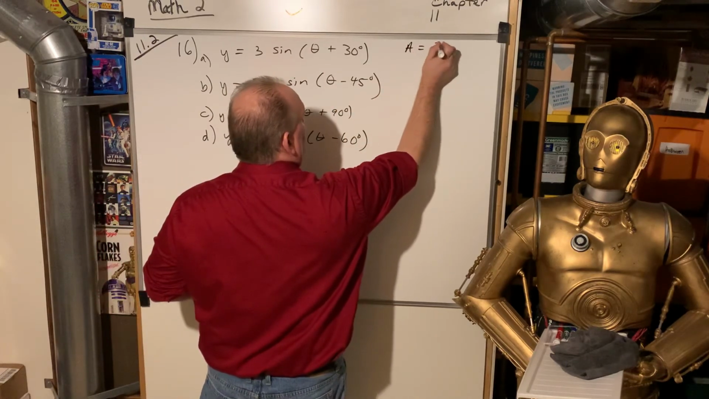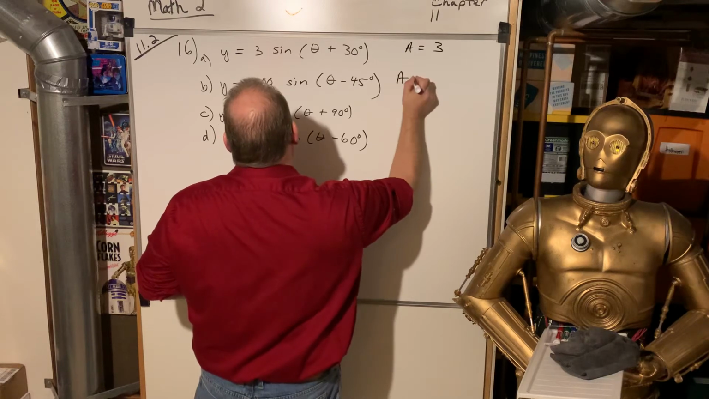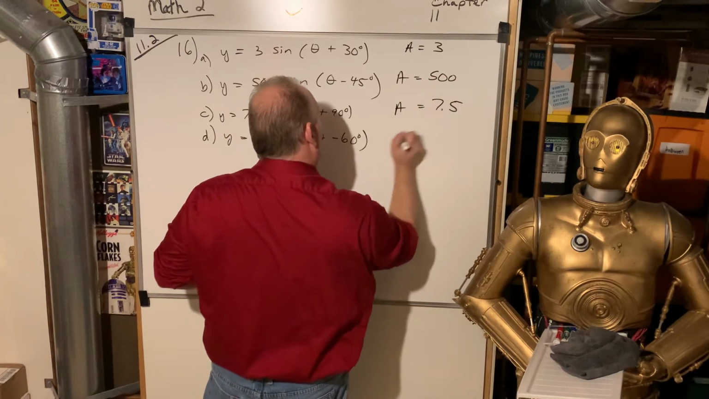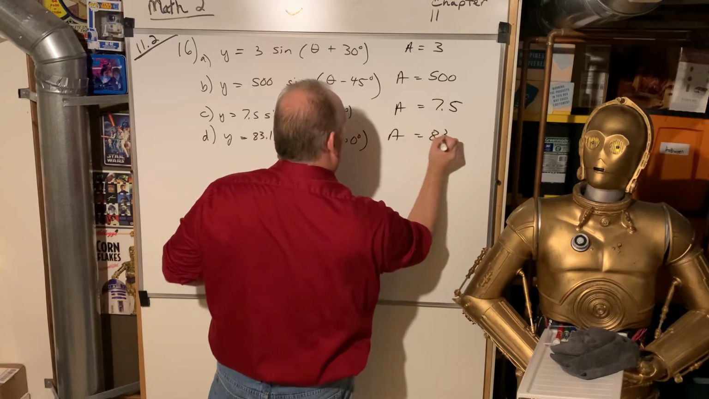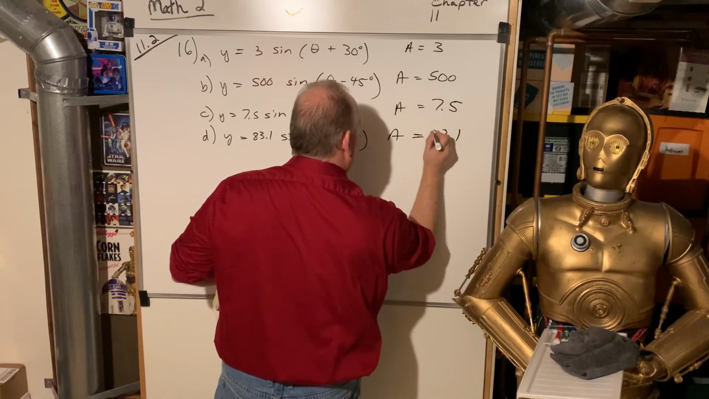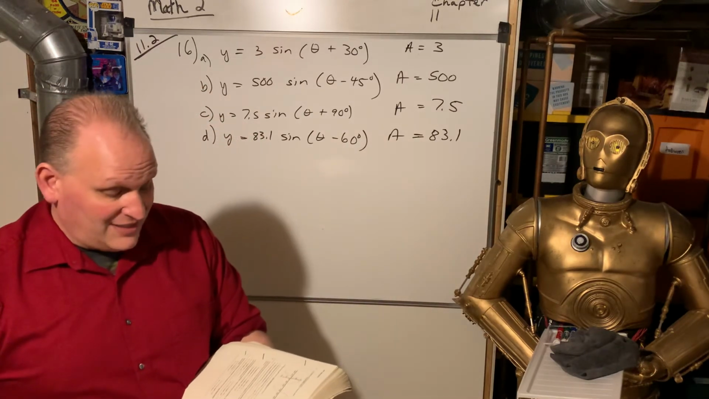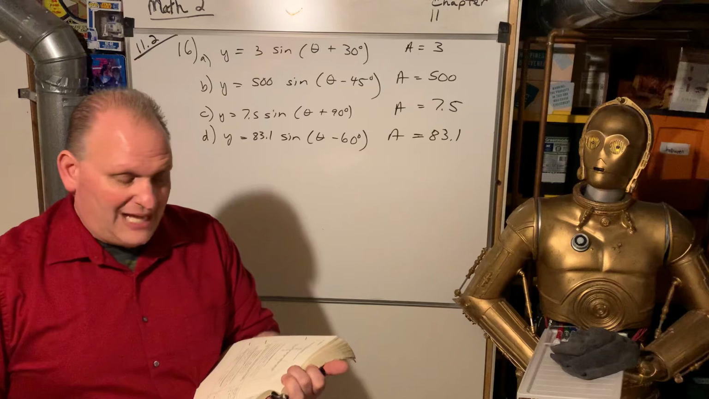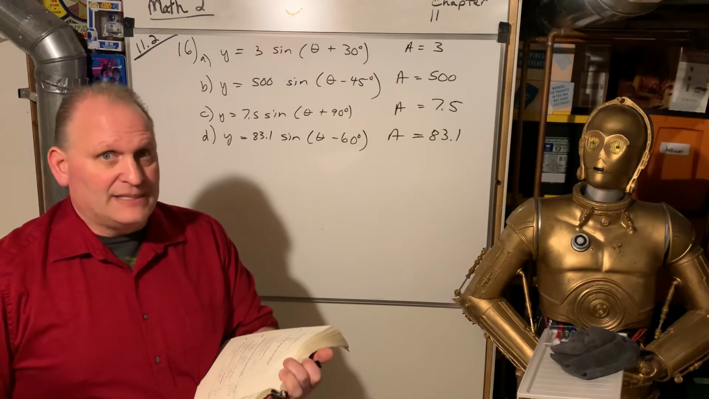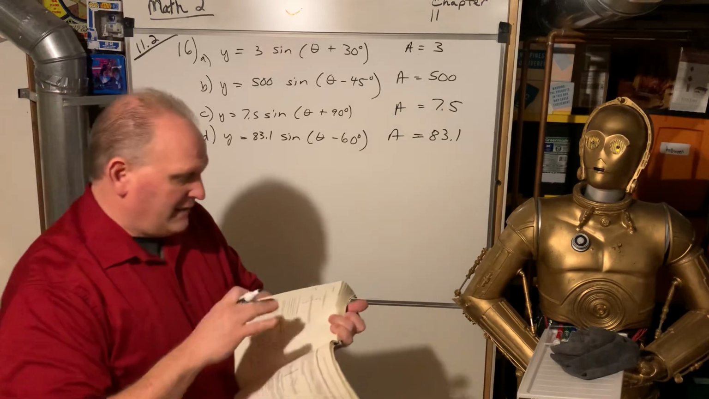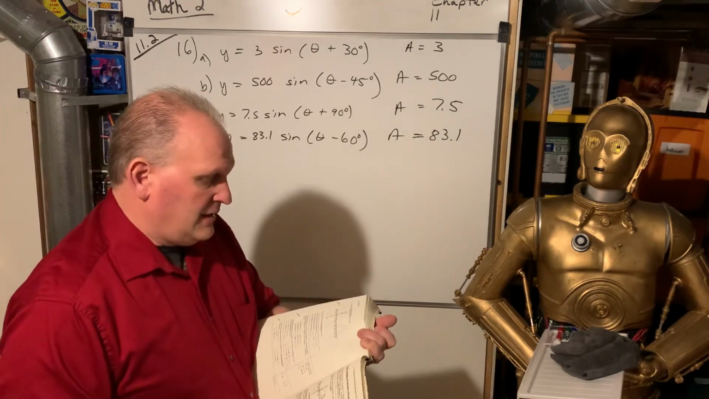They're just interested in the amplitude. So these are actually pretty easy. Amplitude is 3. Amplitude is 500. Amplitude is 7.5. And amplitude is 83.1. And again, let me remind you, whether that is a positive or a negative on that first number, all of these ended up being positive again. The amplitude is always, always positive. It's like the absolute value of. It's the distance from the x-axis.